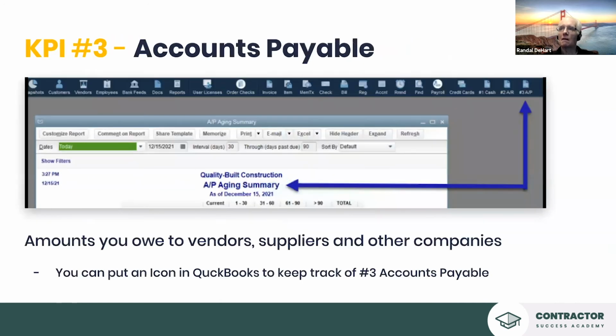Let's move forward. Accounts payable, KPI number 3. This is the amount you owe to the vendors, suppliers, and their companies. And keep track of those APs. Contractors, God love you, I love you, don't let them get out more than 60 days.